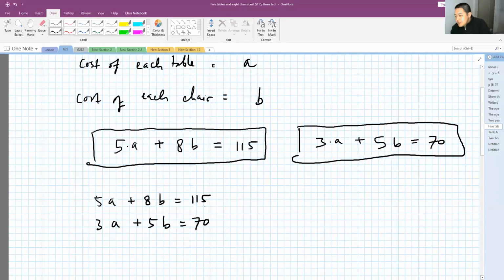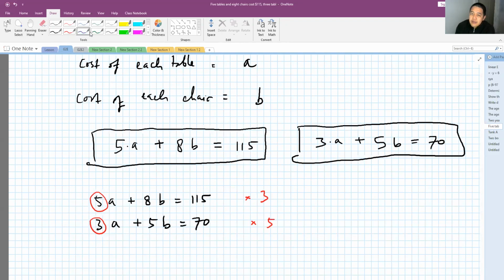Now, elimination means we have to get rid of one of these variables, one of these unknowns, and it's up to you actually. If you want to get rid of A, what we will do is, you see now, the first one has a coefficient equal to 5, and the second one equal to 3. So what I want to do is make the coefficients in front of A the same. In order to do that, I can multiply the first equation by 3, and the second equation by 5.